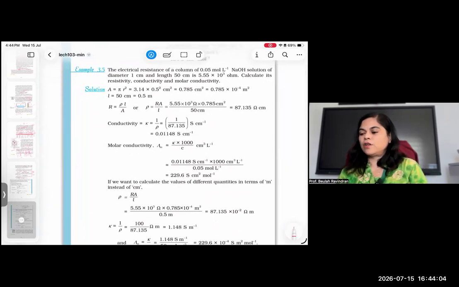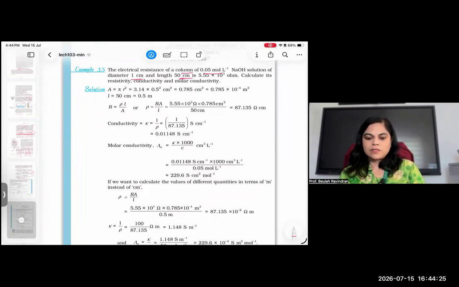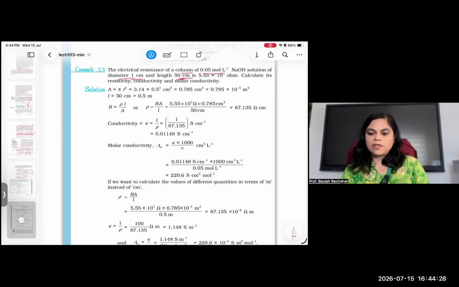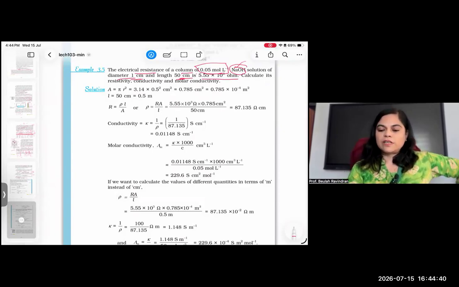The electrical resistance of a column of 0.05 mole per liter NaOH solution of diameter 1 centimeter and length 50 centimeter. The solution is kept in a conductivity cell whose dimensions are like that: diameter is 1 centimeter, length is 50 centimeter. So the length and diameter are given. This is the electrical resistance of the NaOH solution, R, given in ohms. Calculate its resistivity, conductivity, and molar conductivity.